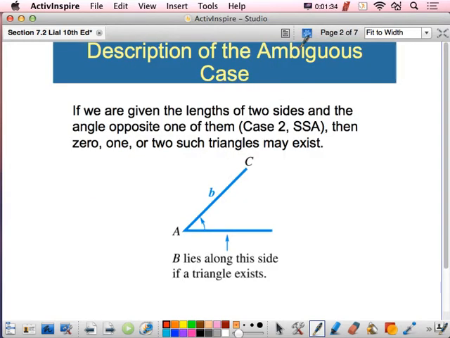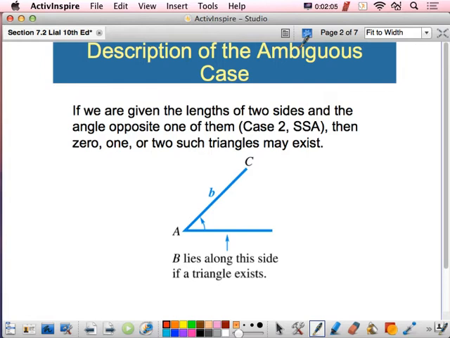As our textbook points out, if we are given the lengths of two sides and the angle opposite one of them, not between them, then 0, 1, or 2 such triangles may exist. That's where the ambiguity lies. Maybe it's not possible at all. Maybe it'll work out the same way it did before, and we'll have one unique triangle. Or there may be two completely different triangles that could work.